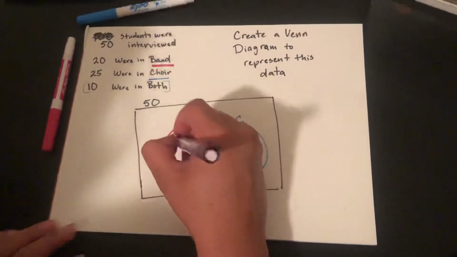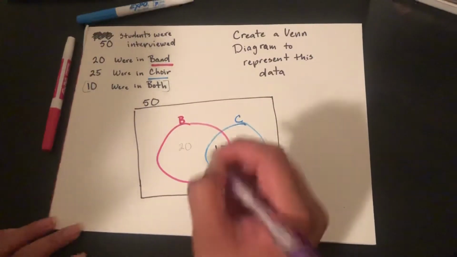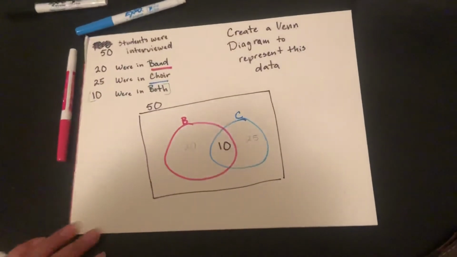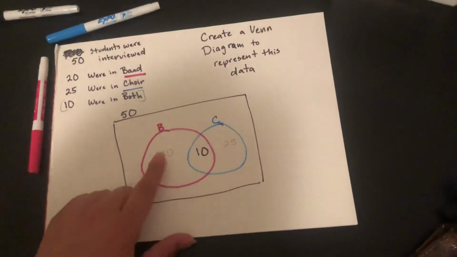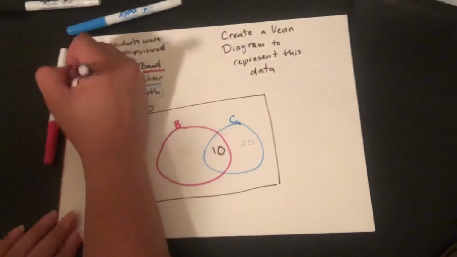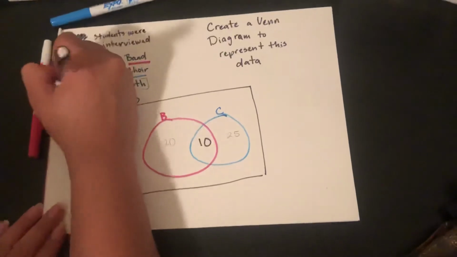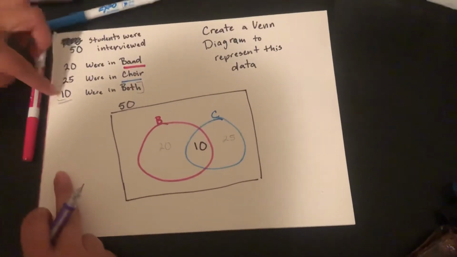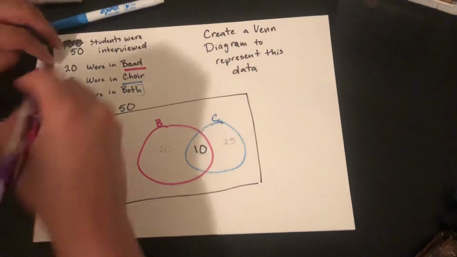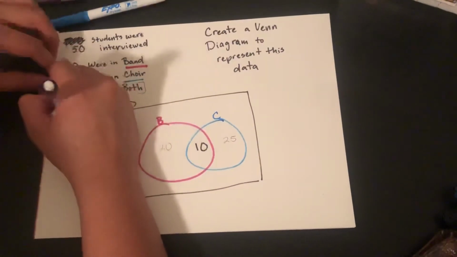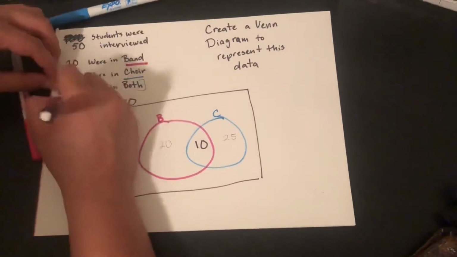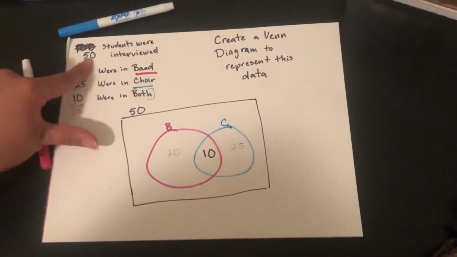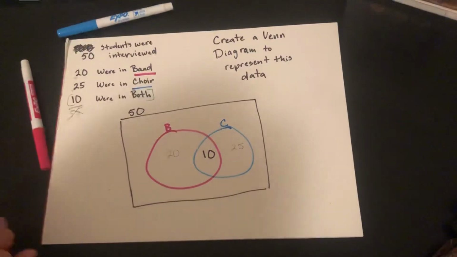All right, so we're gonna switch to pencil for a second because our intuition would be to write 20 here for band and then another 25 here for choir, right? But if I were to add all these up, if I added 25 plus 20 plus 10, it would be, what, 55? Which is wrong, because I didn't interview 55. I only interviewed 50. So there's some overlap going on here.